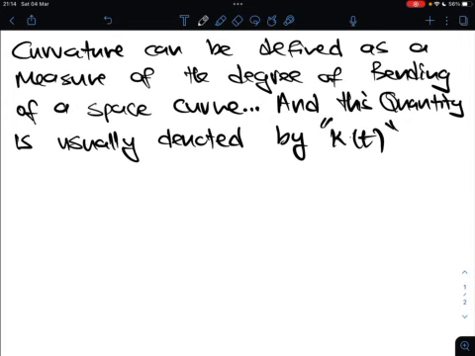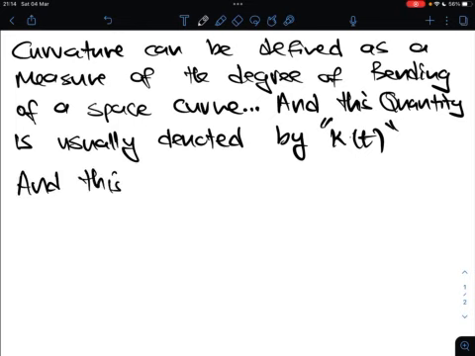As you have seen, bending is something that changes in terms of the parameter t. If you look at some instances, the curve will be bent much more slightly than other regions where the bend is of higher degree. So this quantity that measures curvature is denoted by the Greek letter kappa with respect to time.